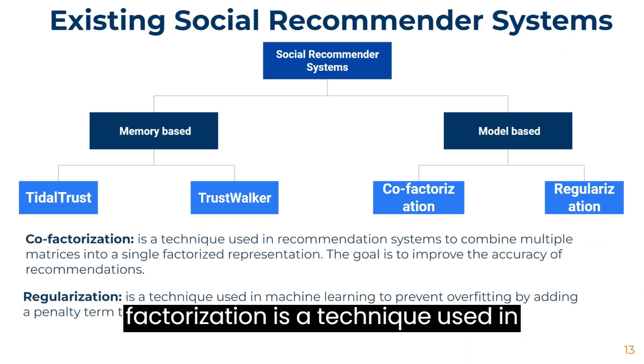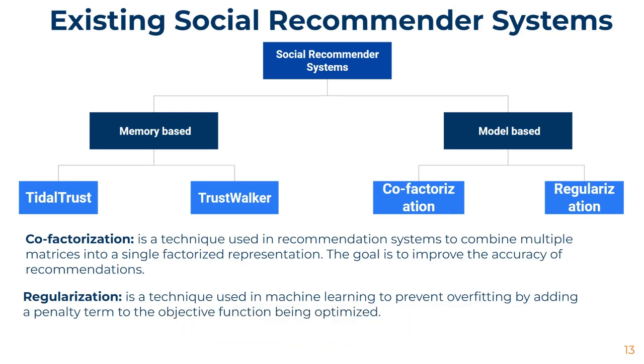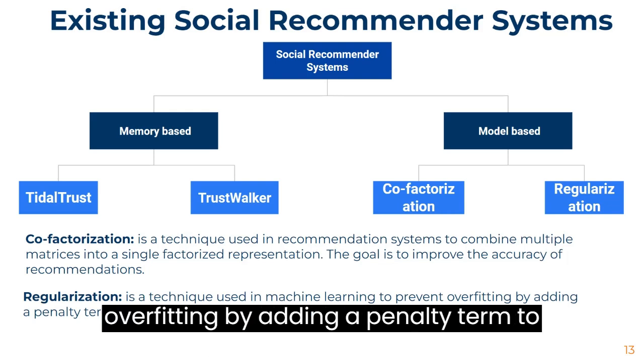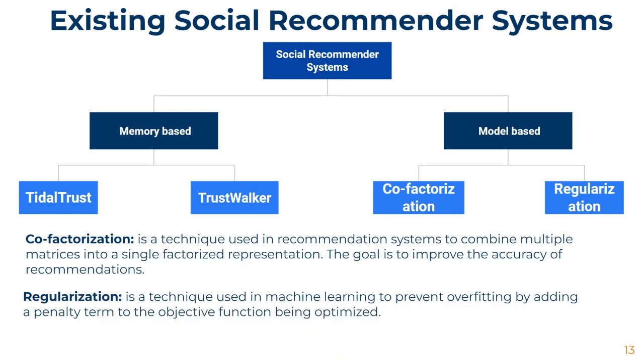Cofactorization is a technique used in recommendation systems to combine multiple matrices into a single factorized representation. By regularization, which is a technique used in machine learning to prevent overfitting by adding a penalty term to the objective function being optimized.